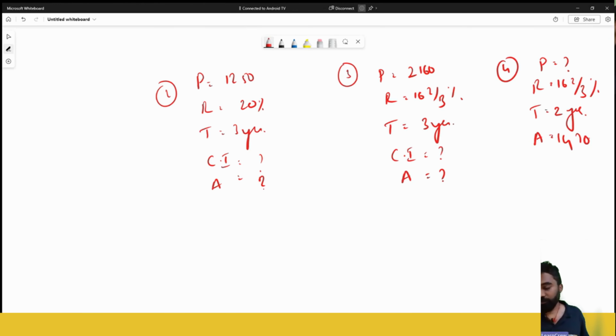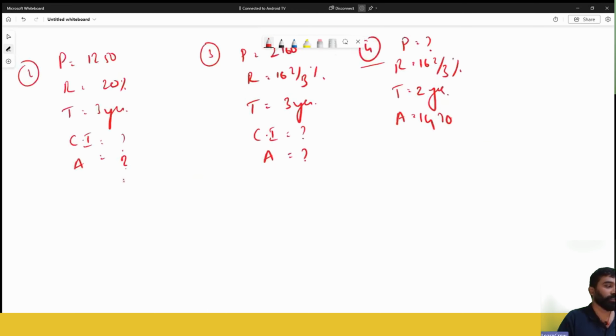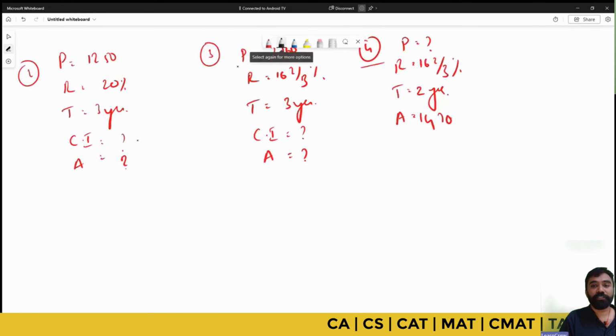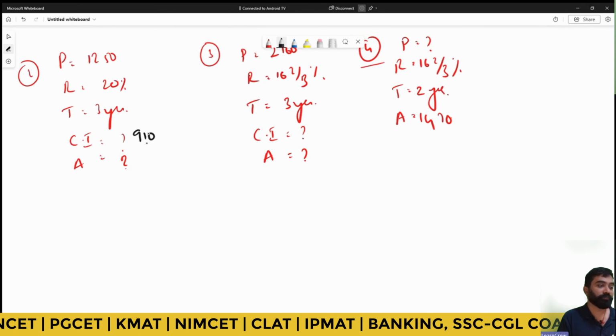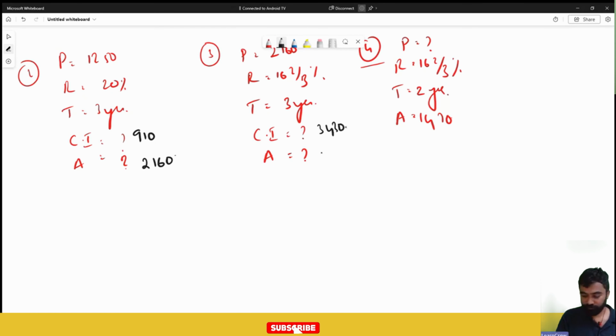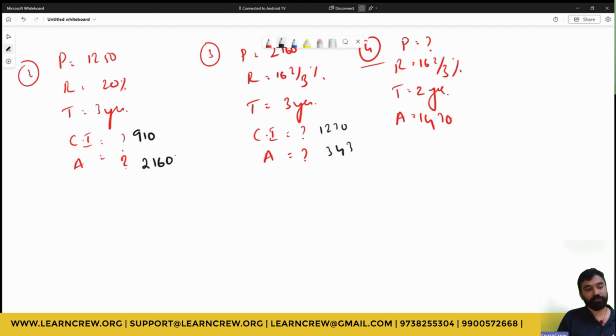Try. Okay, what's the answer for the third one? Initially you could have done it. What's the answer for the third one? Fourth one. What's the answer for the first one? Second one, sorry. CI over here is 910, amount 3430, and this one is 1270, sir. 1270 3 4.